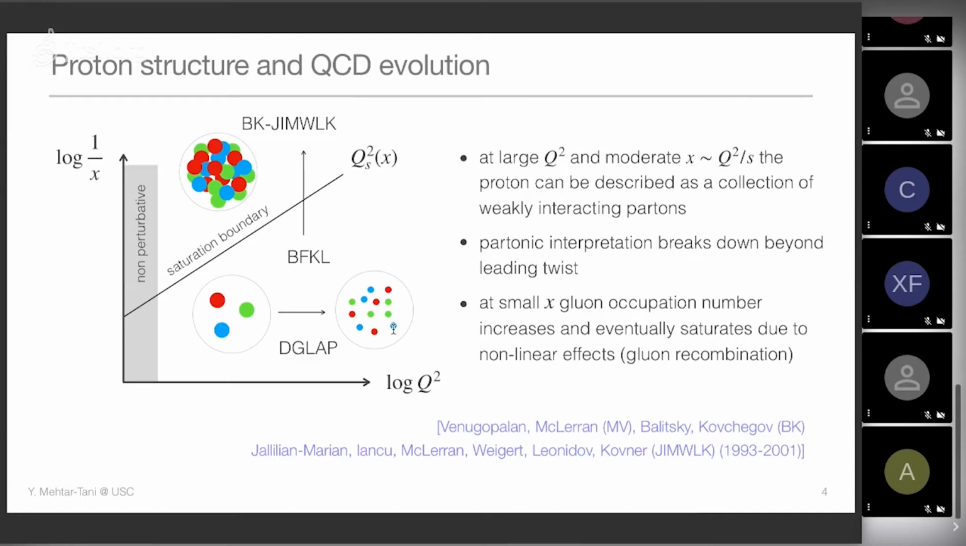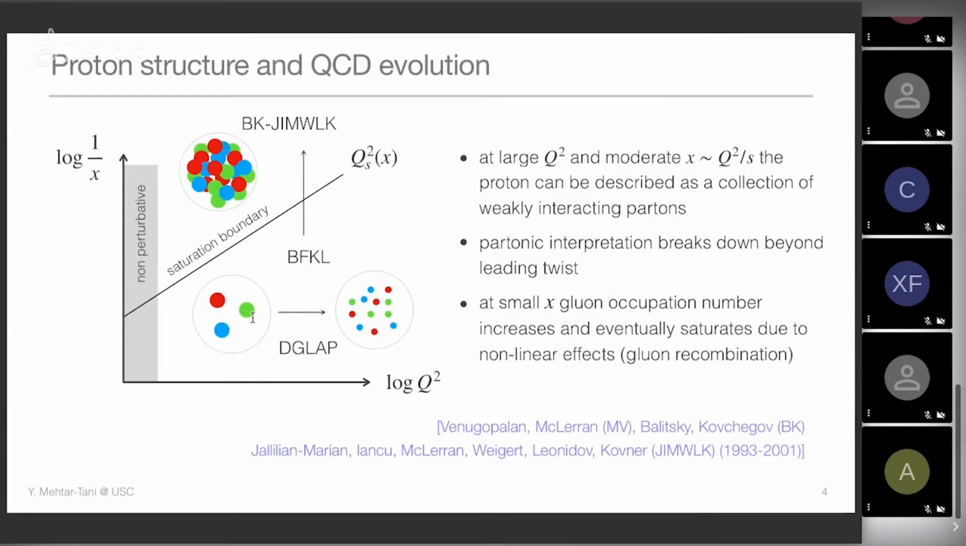Now at small x, it's different. So at small x, say you fix q squared and you go vertical, you go smaller and smaller in x. So what happens is that the transverse size of your partons doesn't change, so the resolution is fixed, but their number would increase, and in fact it will increase dramatically, and it will be dominated by gluons.